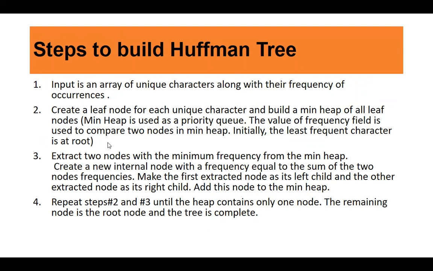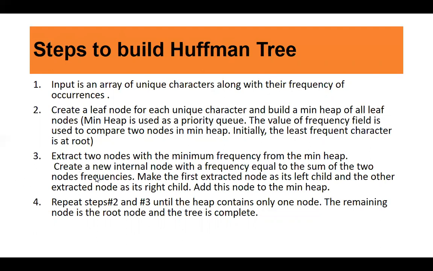Now create a leaf node of each unique character and build a min heap of all leaf nodes. Min heap is used as a priority queue. The value of the frequency field is used to compare two nodes in the min heap. Initially, the least frequent character is the root.